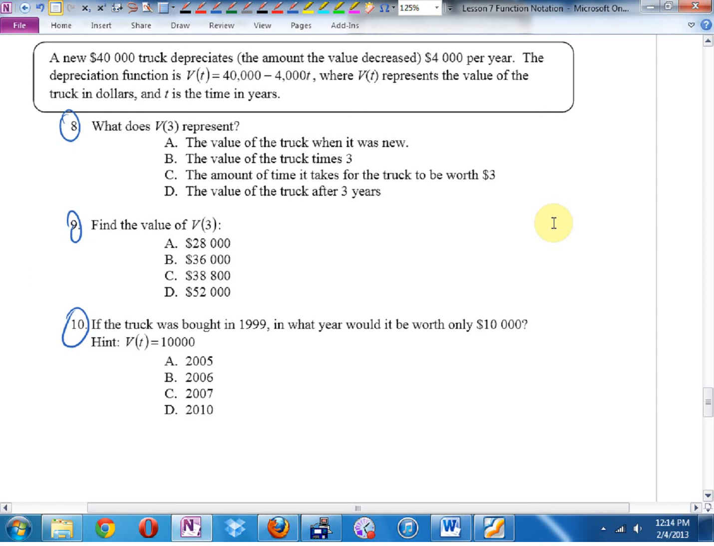V of T equals 10,000. Is it saying put a 10,000 in for T? No. Otherwise, it would be V of 10,000. So it's not saying that. Don't get that mixed up. It's saying, what was V of T as an equation, Ben? Read it to me from the top paragraph there. 40,000 minus 4,000 T. It's saying let that equal 10,000.